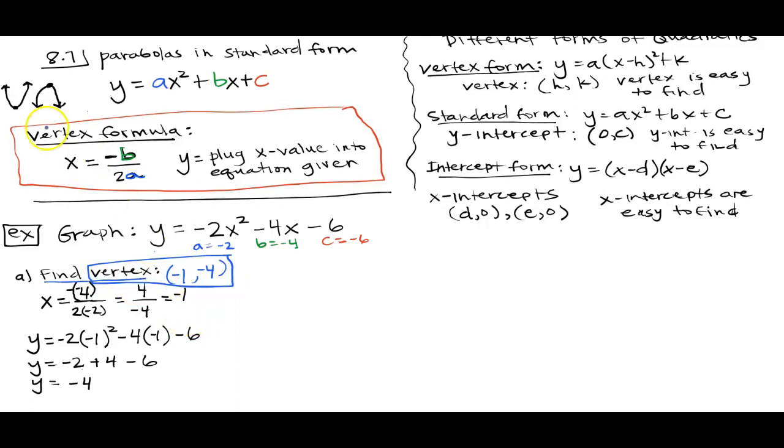And remember, that's the turnaround point of my parabola. So it's like that point there. Okay, now it's going to ask us to find other things other than that just to help us. So another thing it will ask us to find is the y-intercept.